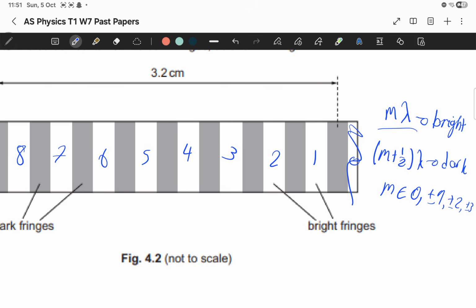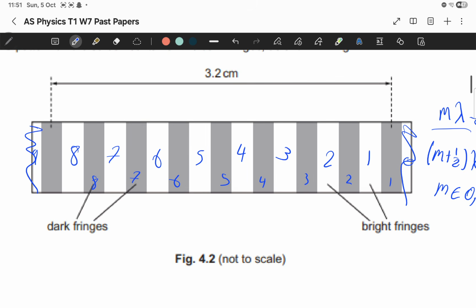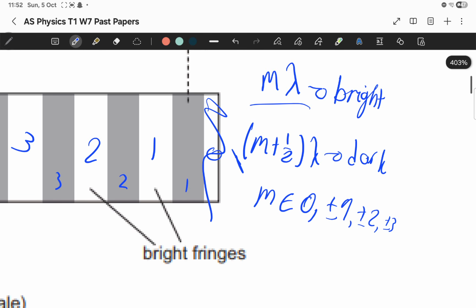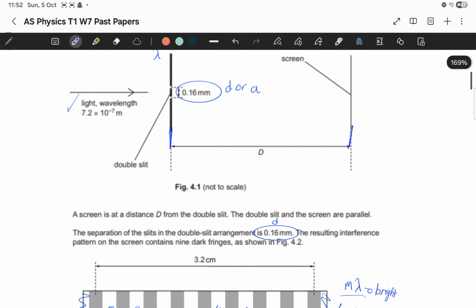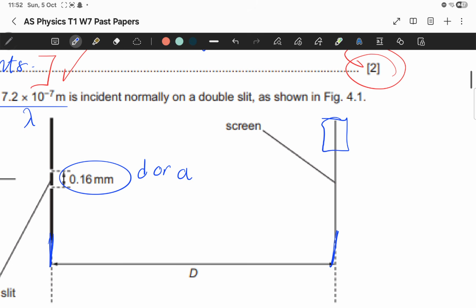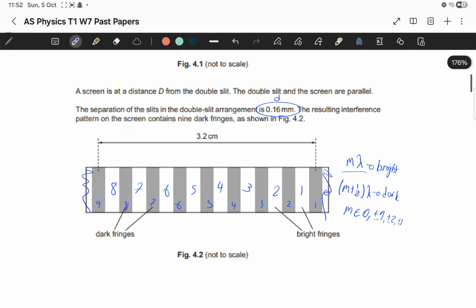Okay, now, for the bright fringes, let's label them normally. So this is our first bright fringe, second, third, fourth, fifth, sixth, seventh, eighth, ninth. However, we're not going to be using these. What we're actually going to use is this formula. Remember, this is the 0th bright fringe in our figure. It doesn't necessarily mean that this is the central maximum. It could not be. They could give us this part, but the central maximum would be somewhere here. So we're just taking it relative to the figure given.